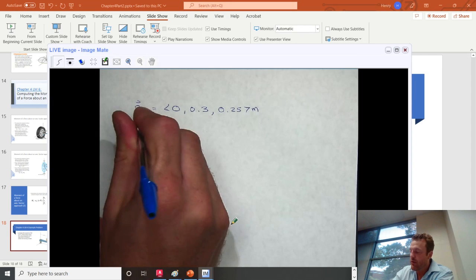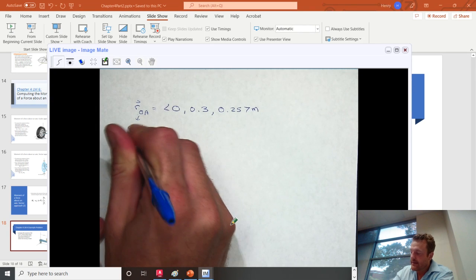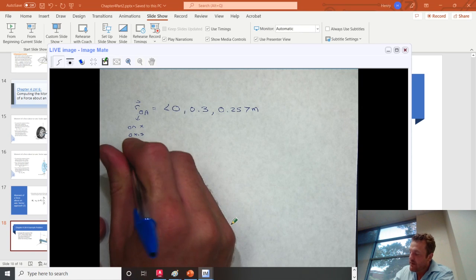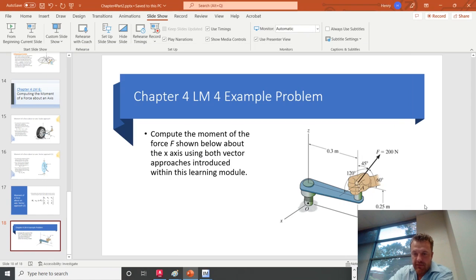And I picked this point because it's on the x-axis, and that's the point about which I want to compute my moment. Now I have to write an expression for my force. Well, if you notice, I'm given information in terms of the coordinate direction angles. The angular displacement from the force to the x-axis is 120 degrees. From the force to the y-axis is 60. And from the force to the z-axis is 45.